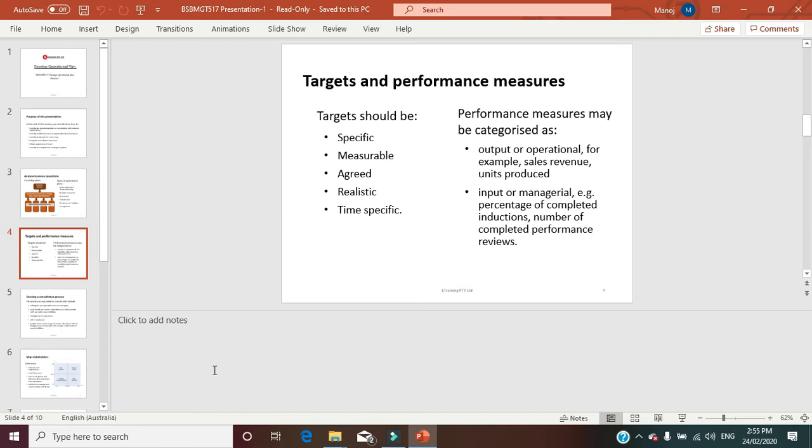Performance measures may be categorized as output or operational, for example, sales, revenue, units produced. Input or managerial, for example, percentage of completed inductions, number of completed performance reviews. Those are the performance measures you will always target, and make sure they are really specific, measurable, accurate, and realistic. They should also be done in a timely manner. All right.